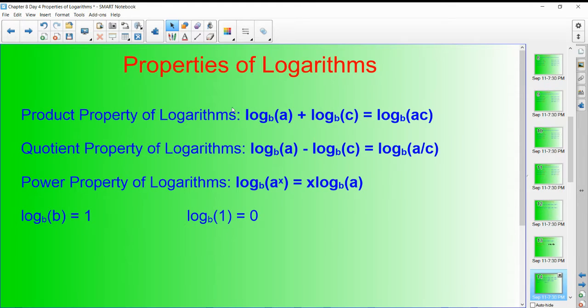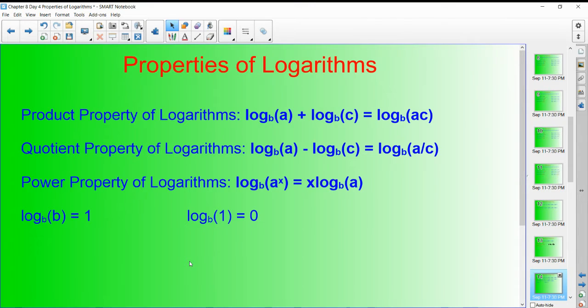So those are the three properties. There's two other properties that are pretty interesting. If the base and the argument are the same, this is really saying b to what power is b. So when this b matches this b, the base matches the argument, the answer is always 1. And when the argument's 1, the answer is always 0.